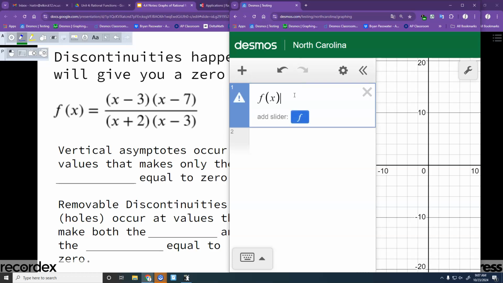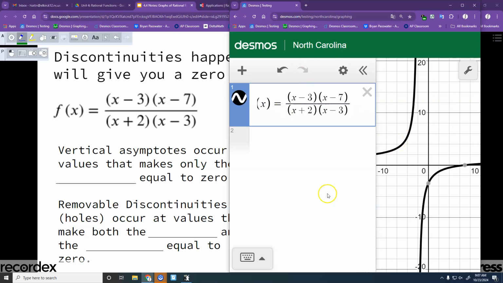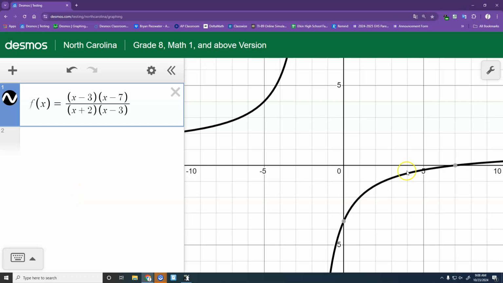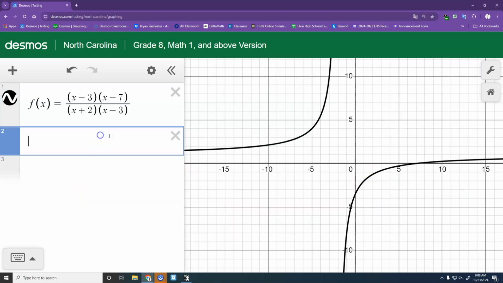f of x equals (x minus 3)(x minus 7) over (x plus 2)(x minus 3). Okay? All right, so on this graph, where do I have a vertical asymptote? It's somewhere right here, right? What do you guys think? x equals what?